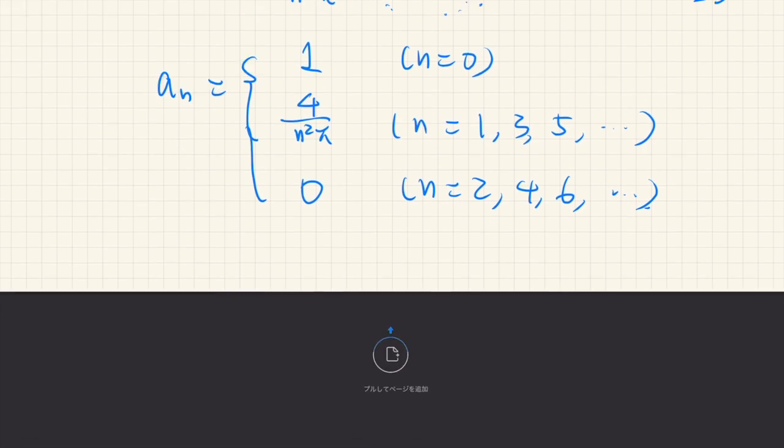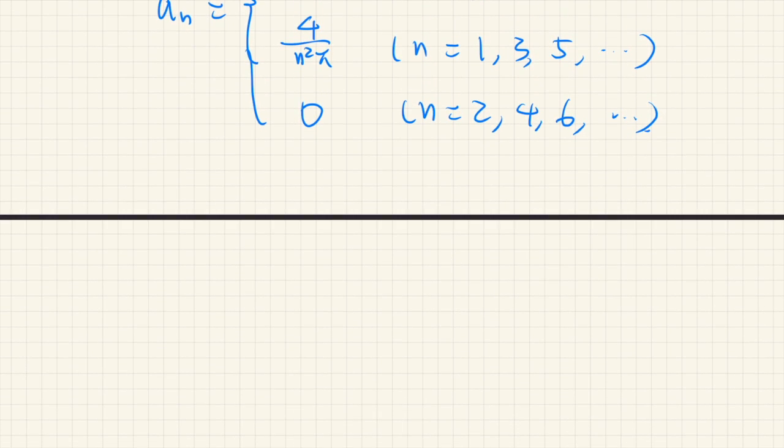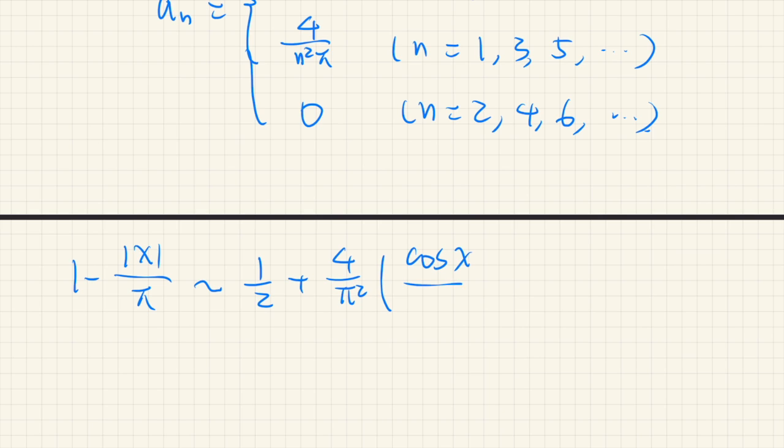So that's it. The final expression for the Fourier cosine series is given by this: 1 over 2, plus 4 over pi squared times the first term, cosine x over 1 squared, and cosine 3x over 3 squared, and so on.